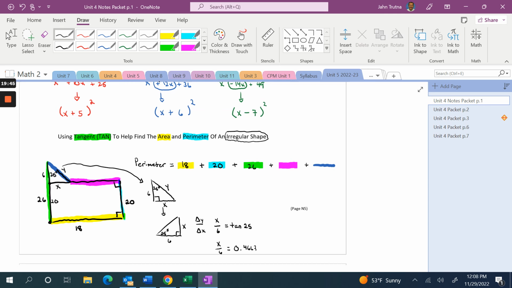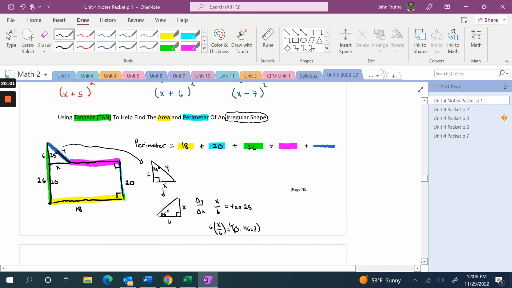And then we solve this equation for x. The way that we would solve it is we would multiply both sides of the equation by what's in the denominator, which is the 6. So we're going to multiply both sides by 6. On the left side of the equation, the 6's would cancel each other out, leaving me with x is equal to, and then you multiply 6 times 0.4663, and that's equal to 2.79, or 2.8. Okay, so that means that's what x is, 2.8.